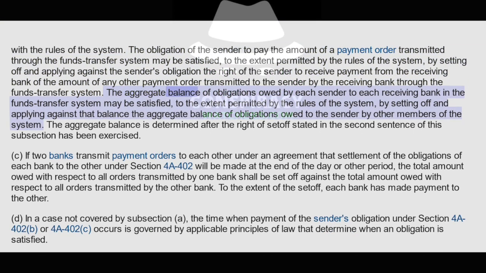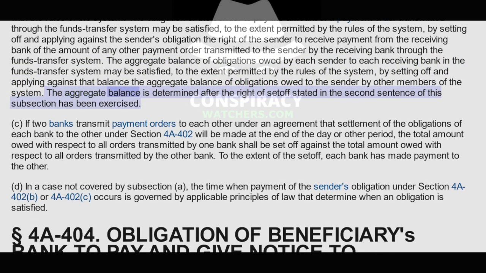The aggregate balance of obligations owed by each sender to each receiving bank in the funds transfer system may be satisfied, to the extent permitted by the rules of the system, by setting off and applying against that balance the aggregate balance of obligations owed to the sender by other members of the system. The aggregate balance is determined after the right of setoff stated in the second sentence of this subsection has been exercised.